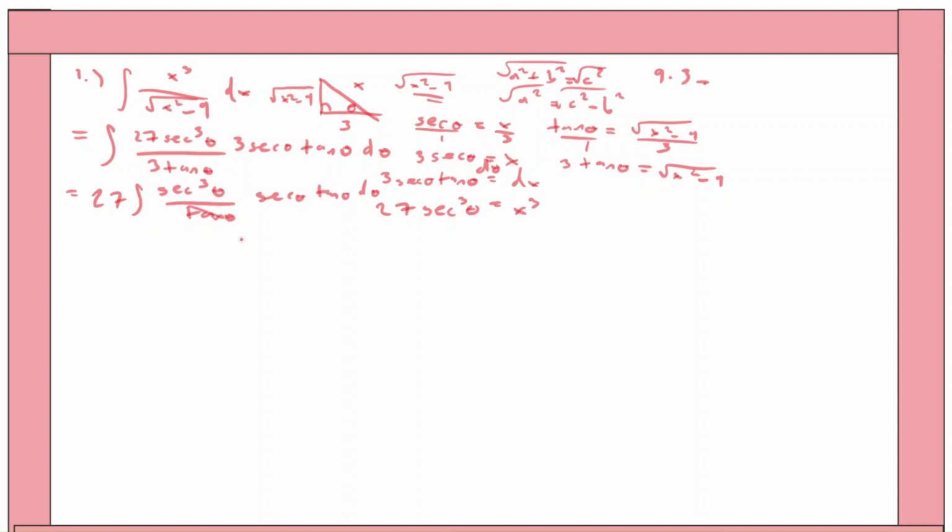This tangent here can be canceled with this tangent, just like in u substitution. And this secant can multiply with this pre-existing secant to give you secant to the 4th, because we're just going to add the exponents. So 27 times secant to the 4th theta d theta.